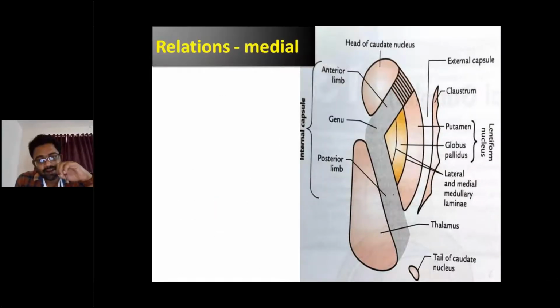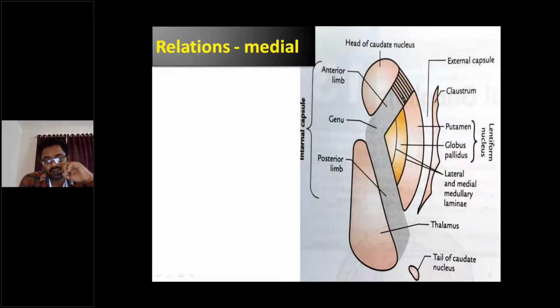Next, the medial relations. The lentiform nucleus is medially related to the anterior limb, genu, and posterior limb of the internal capsule. Medial to the anterior limb is the head of the caudate nucleus. Medial to the posterior limb, this is the thalamus. So these are the medial relations of the lentiform nucleus.